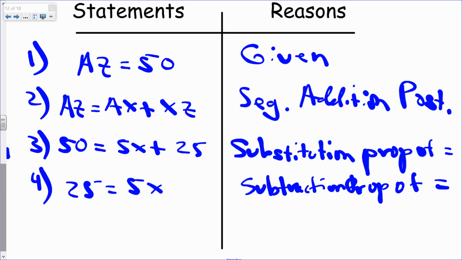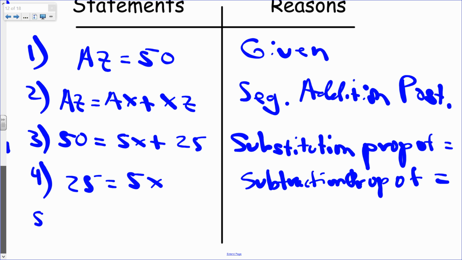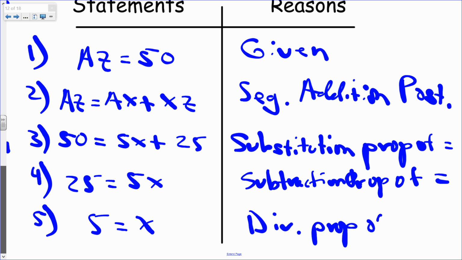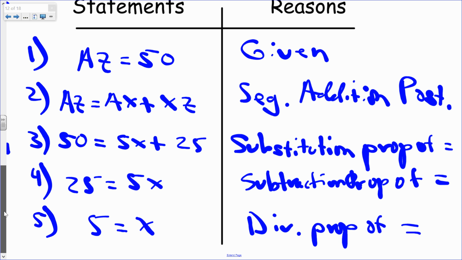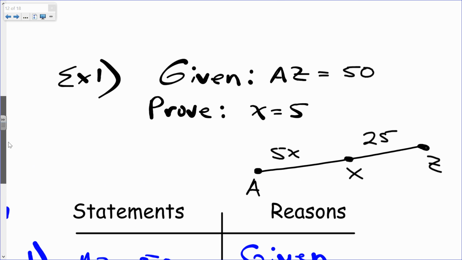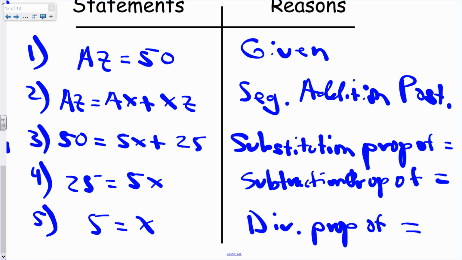Nice. So the fifth step now is actually 5 is equal to x. Look, 5 is equal to x. Division property. Are we done? They're telling us to prove that x equals 5. I got 5 is equal to x.